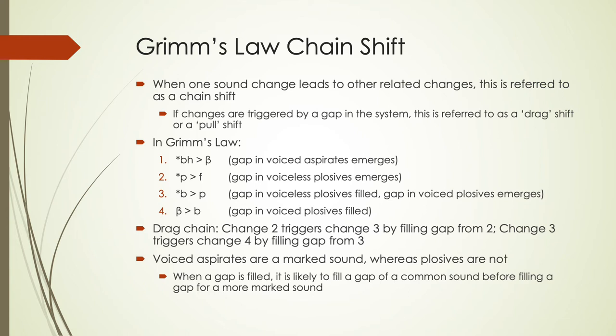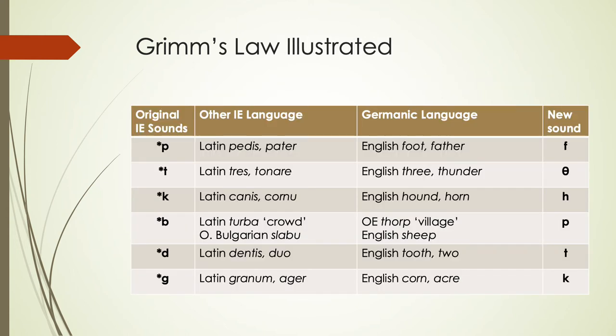So to give some examples of where we see other Indo-European languages not going through this change versus the Germanic languages that do go through this change, you notice that in Latin, examples like pedis or pater are instead an F sound in English, so we get foot or father.